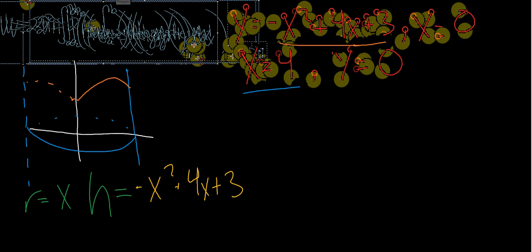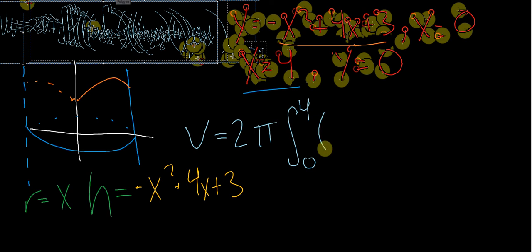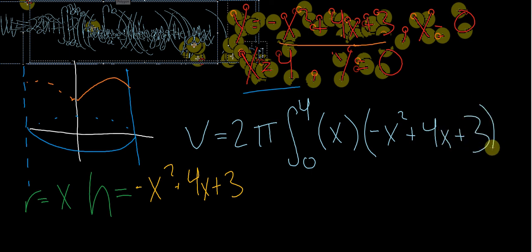So now we just plug that into our formula. Our volume is equal to 2 pi times the integral from 0, and in this case our upper bound is 4 because we have the vertical line x equals 4. So from 0 to 4, of our radius, which is x, times our height, which is our function negative x squared plus 4x plus 3, dx. And you just plug that in your calculator and solve, and you get a value of 272 pi over 3.